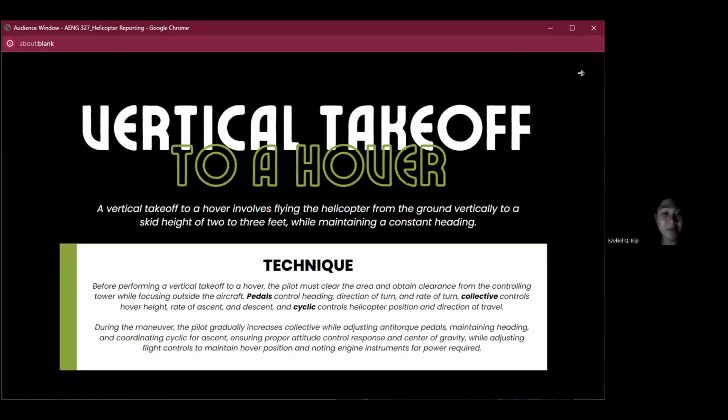And as a review, pedals control the heading, direction of turn, and rate of turn. Collective controls the hover height, rate of ascent, and descent. And the cyclic controls the helicopter position and direction of travel. In vertical takeoff to a hover, the pilot should begin to maneuver the collective in the down position and the cyclic in the neutral position or slightly into the wind. Then very slowly increase the collective until the helicopter becomes light on the skids or wheels.